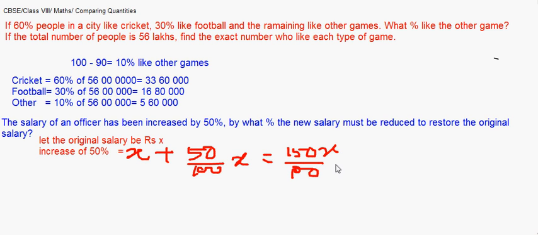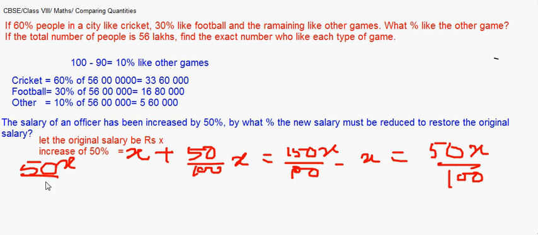Now it is asking by what percentage this salary is to be reduced to restore the original salary. So how much do we reduce? This minus the original salary was X. So we need 50X by 100. This is the change, because 150 by 100 minus X makes it 50X by 100. So 50X by 100 is to be reduced on the new salary, that is 150 by 100.